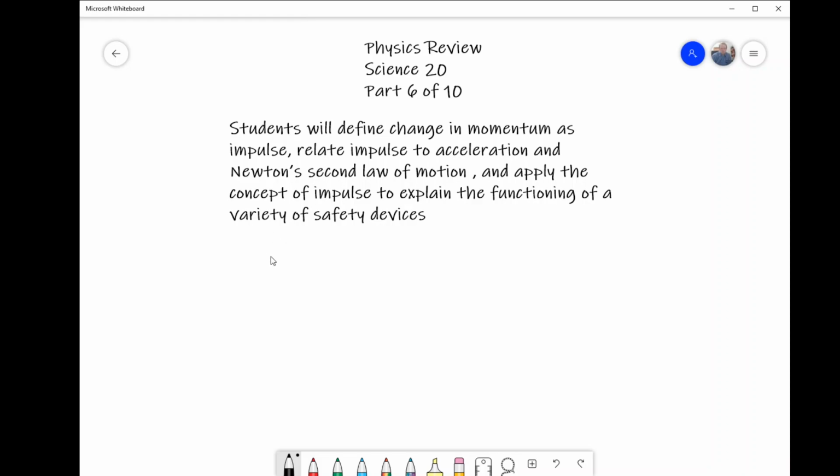So we have to know that the change in momentum is the impulse, which is given the lowercase j, and we want to relate impulse to acceleration in Newton's second law of motion and apply the concept of impulse to explain the functioning of a variety of safety devices. This almost feels like 3 jobs. The first one is done.